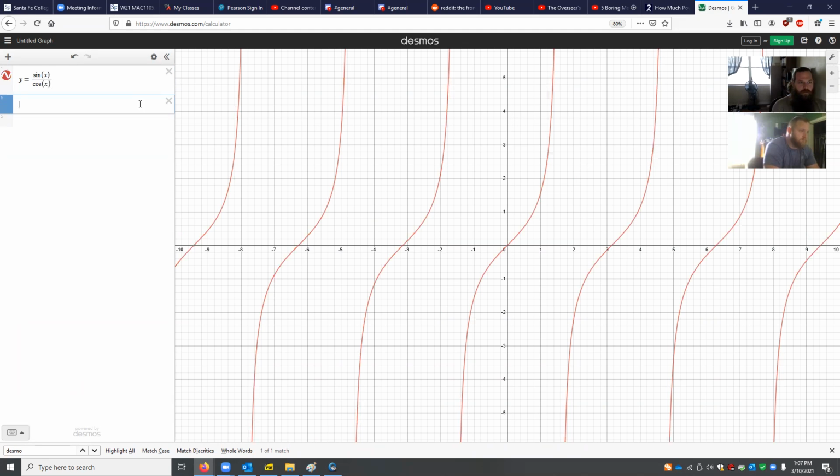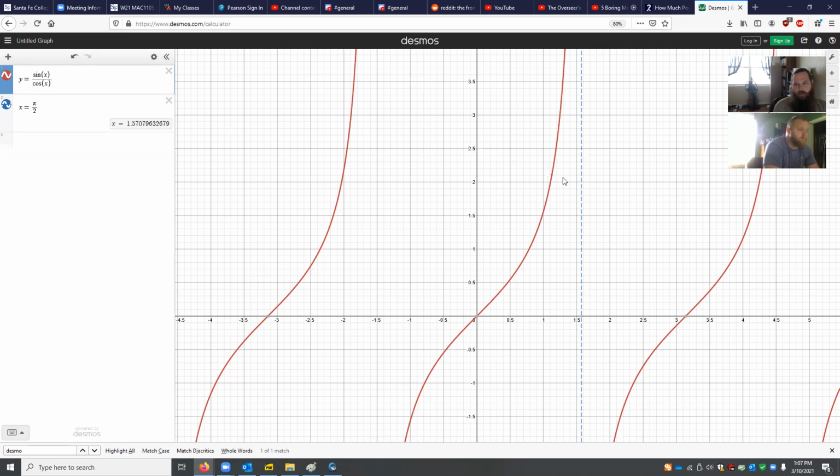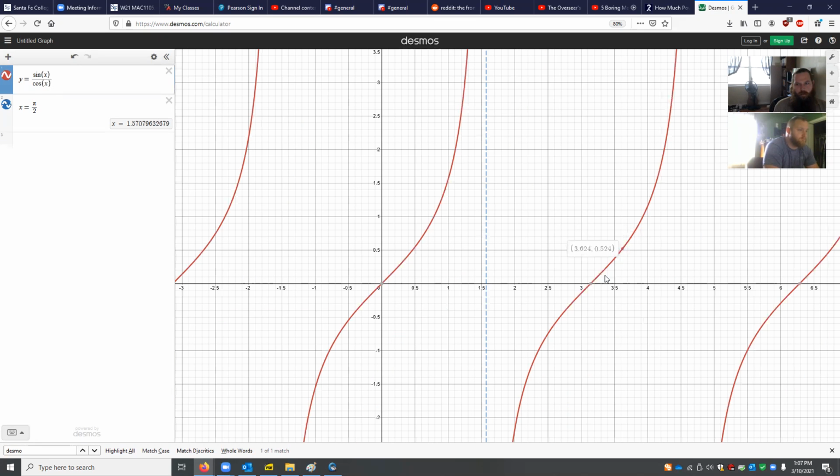As x goes towards pi over 2, let me put in the pi over 2 line here. I'll put it in as a dotted line so we don't confuse it with the graph. If I'm marching along the red graph, getting closer and closer to pi over 2, where are we going? We're going from the right. That means I'm over here coming towards this line. We're actually going down to negative infinity.